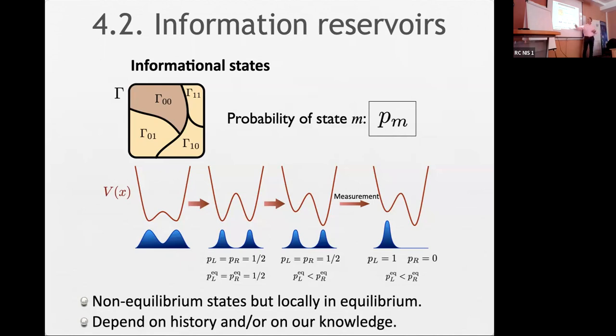The typical model is a two-well potential. This could be the register of a memory storing one bit of information here. The system can be here or here. And if this barrier is much larger than KT, the jumps are very rare. The typical time to jump is exponential of the energy divided by KT.